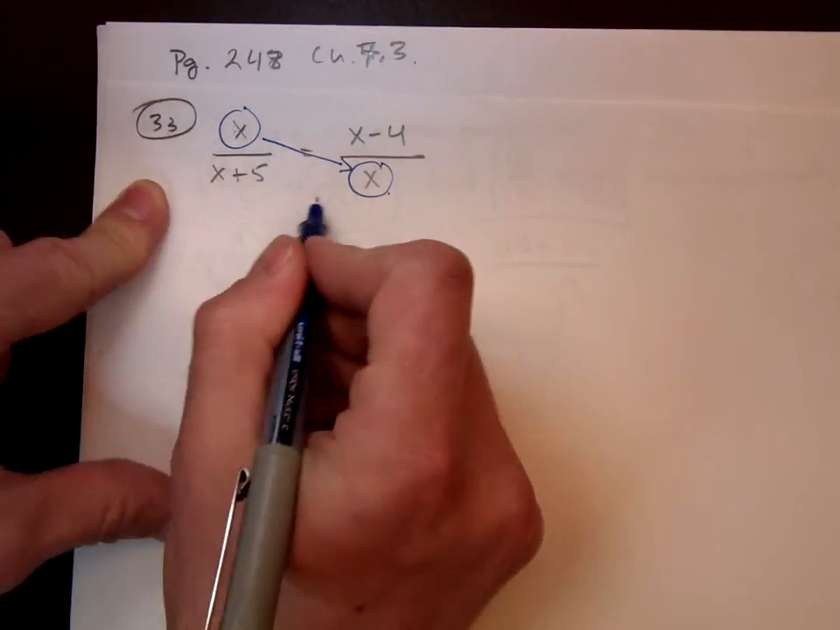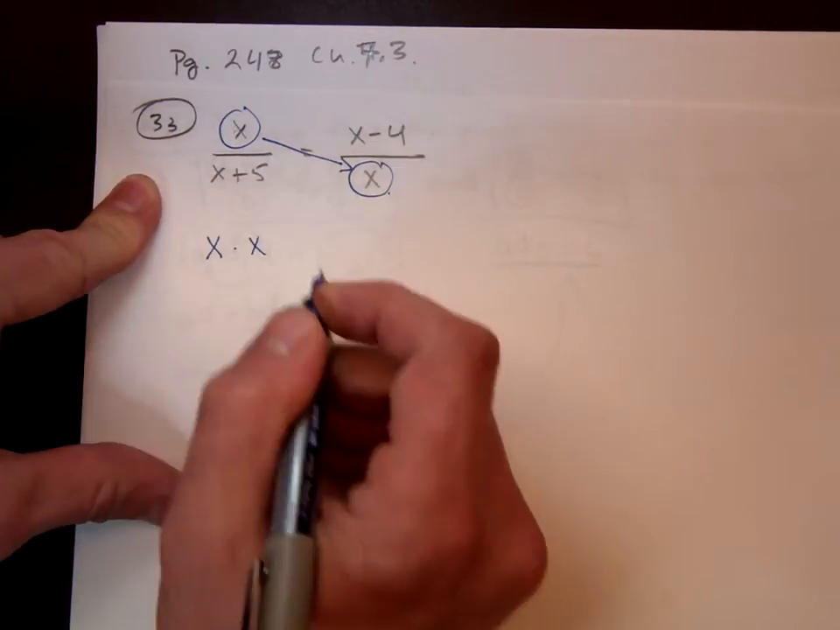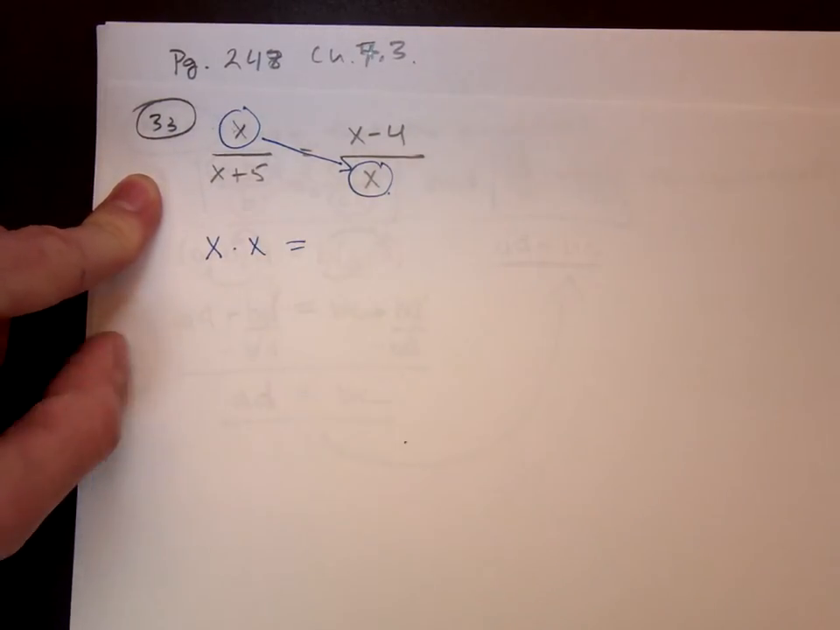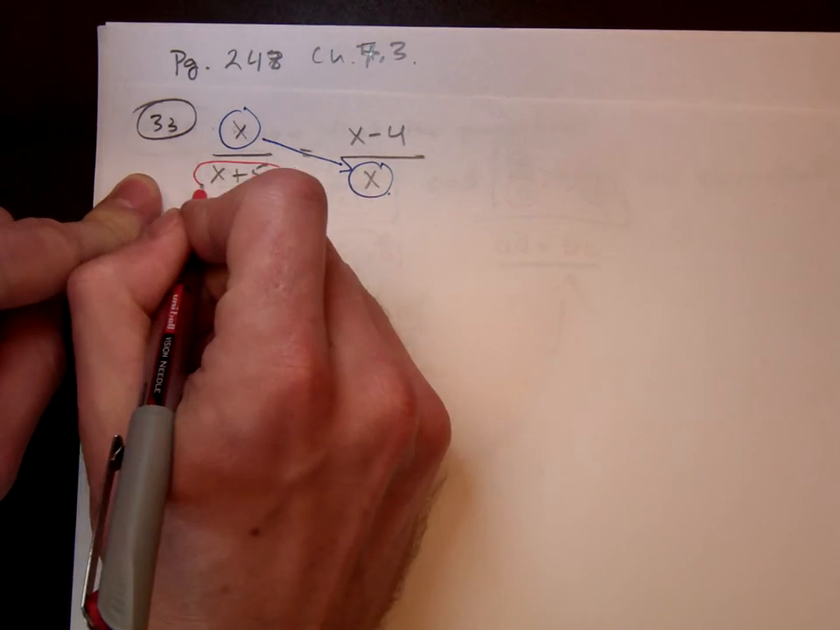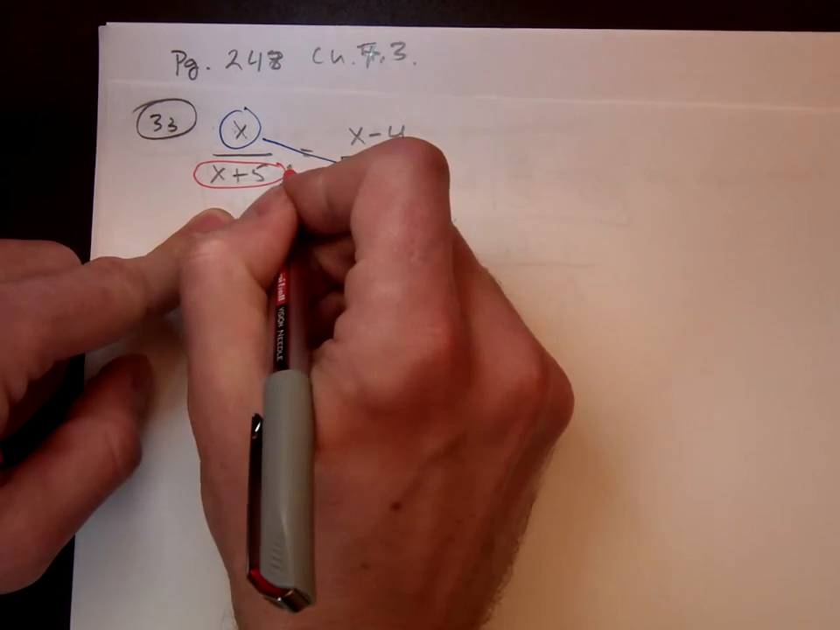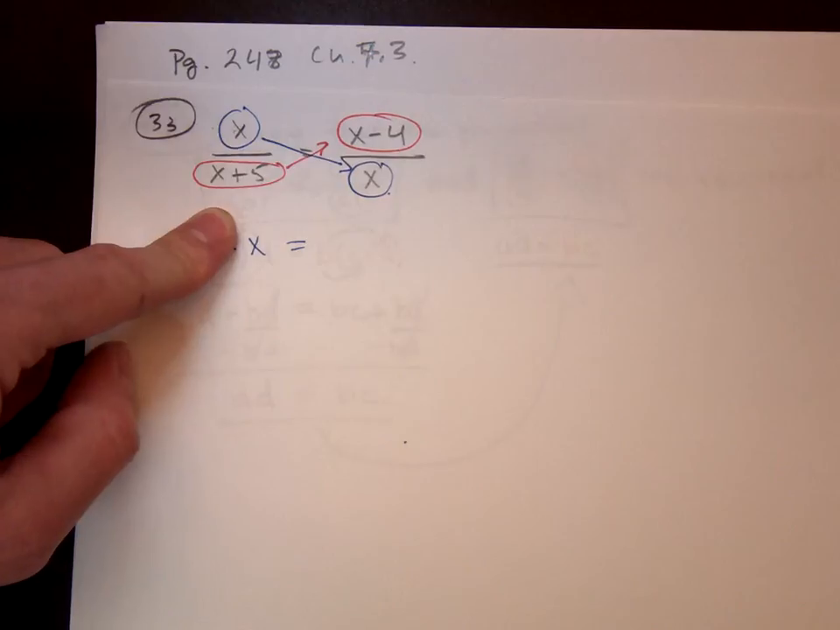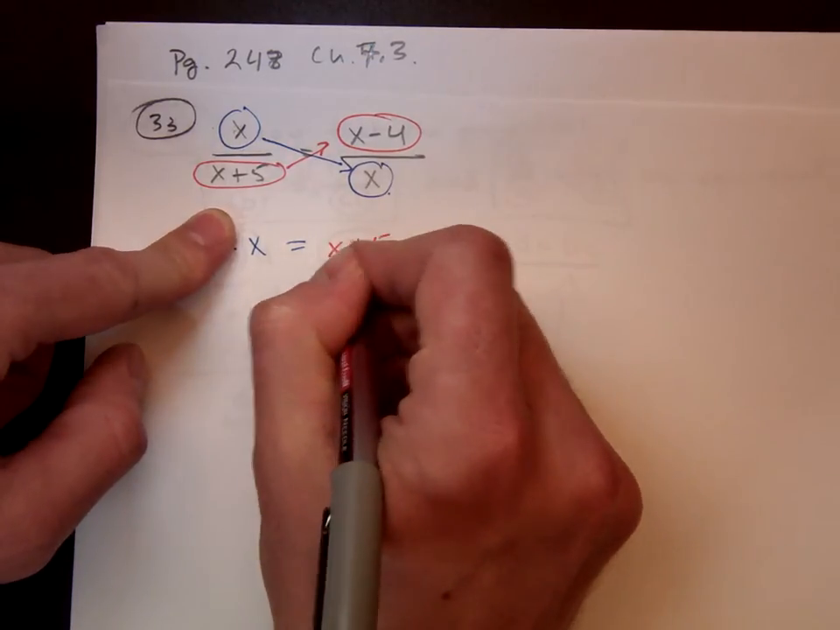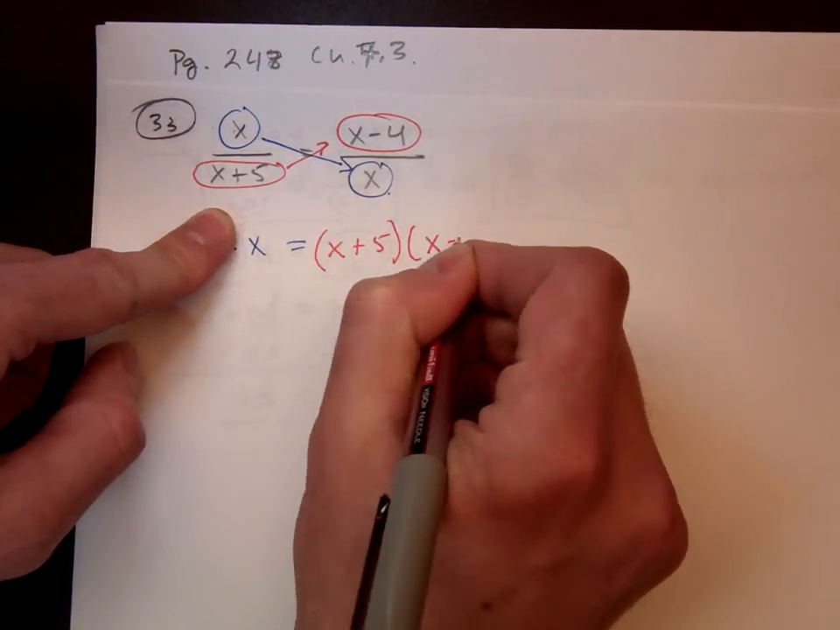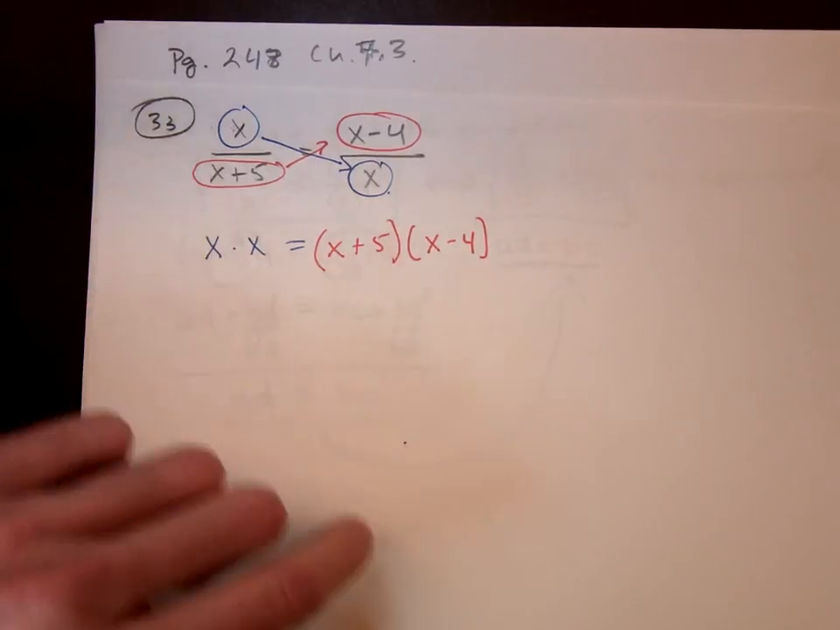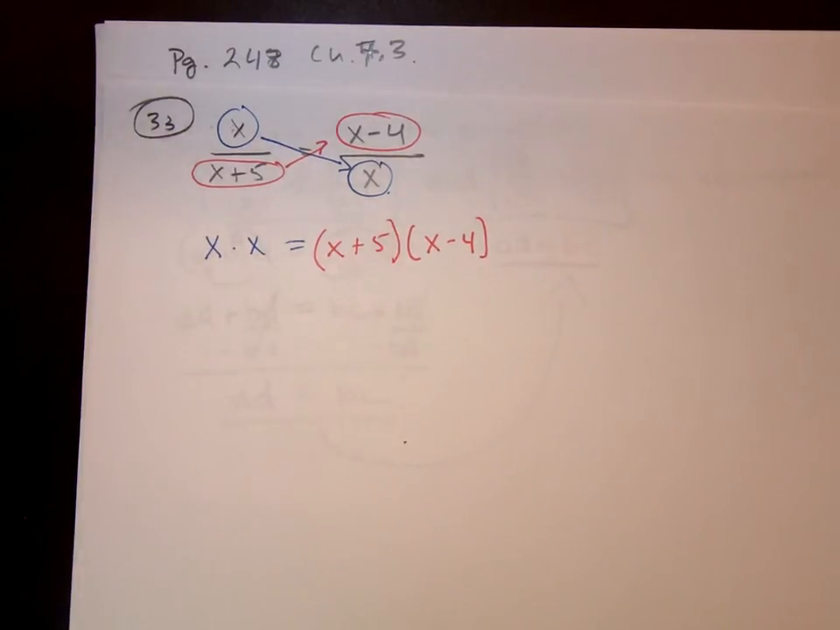So one of our cross products is x times x. Now that's going to be equal to the other cross product. You take the denominator of the first ratio and multiply it times the numerator of the second: x plus 5 times x minus 4. Now that we've done that, we want to go ahead and simplify.